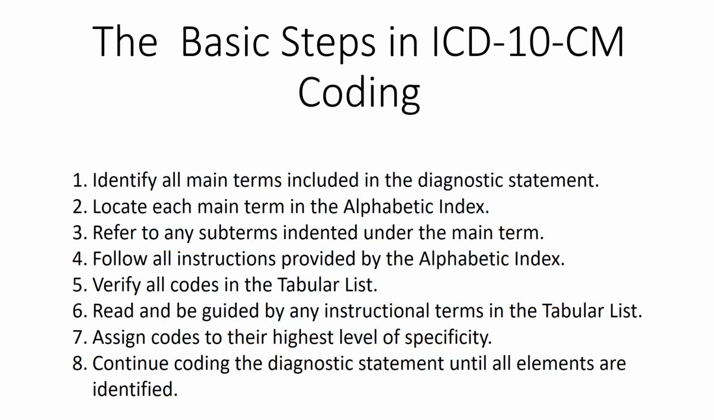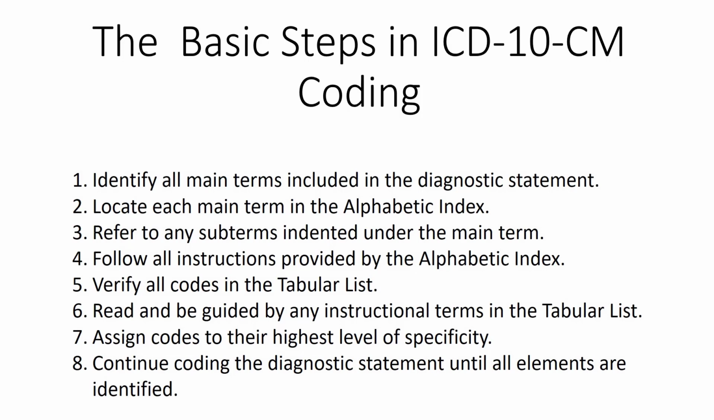To code each disease or condition completely and accurately, the coder should do the following basic steps when coding a medical documented record. First, identify all main terms that are located in the documentation. Refer to any subterms that are indented underneath the main term. Follow all instructions such as see and see also, and if you need further explanation within the index, to be as specific as possible.